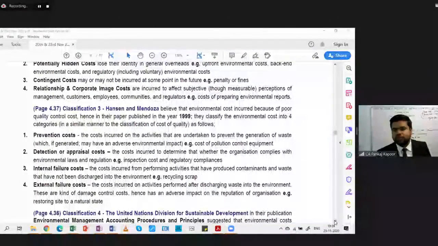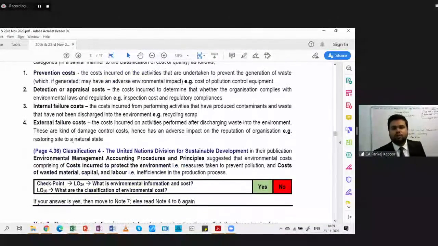Now moving to the last classification, very small, very small. The United Nations, in the years 2001 and 2003, wrote a report. And in its report itself, it suggests that the environment related costs can be classified into two categories. What are those two categories? The first category, cost incurred in the protection of the environment. Many a time, as we studied further, it is also known as the preventive cost or the prevention cost. Quite normal.